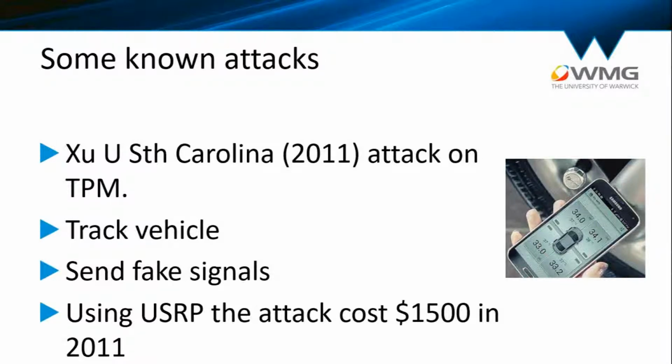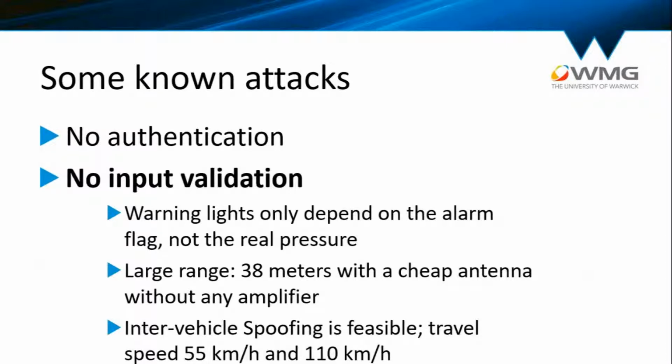Unlike Sergio's talk, which was very useful and very interesting, this is looking at some of the elements that have come out of the automatic vehicle work, some of the types of cyber attacks that people have been seeing. So covering some known attacks and different types of attack vectors: no authentication, no input validation, where things are not dependent on real things but on synthetic elements. The warning lights only depend on the alarm flag, not the real pressure. So it's not actually measuring those things, it's measuring other elements, and that's very common, and we find that in a lot of things.